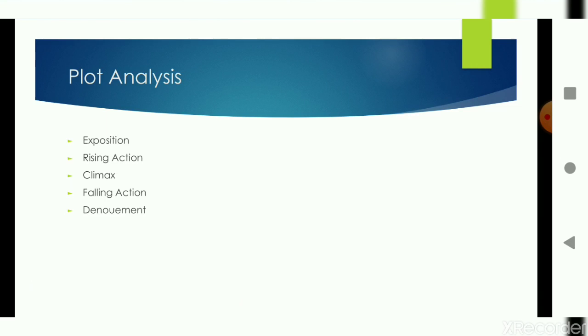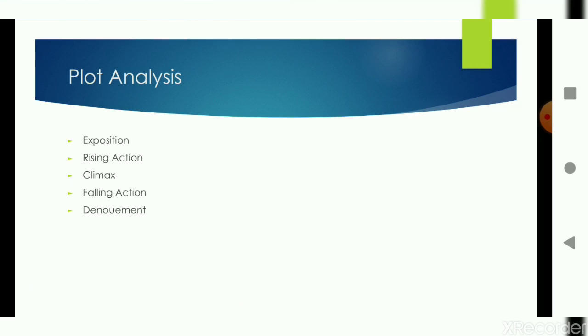In plot analysis, we have exposition. The exposition of the story starts when there was a dear little girl called Little Red Riding Hood, ordered by her mom to take a piece of cake and a bottle of wine to her grandmother, until she met a wolf on her way to her grandmother.